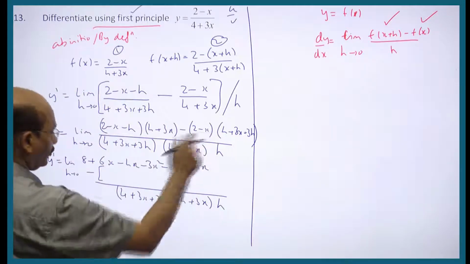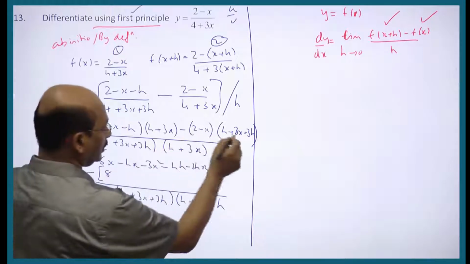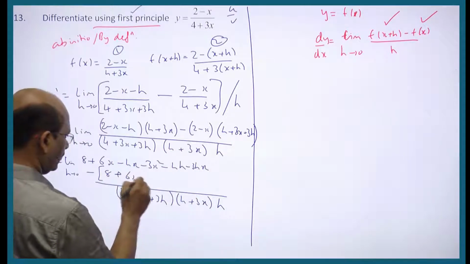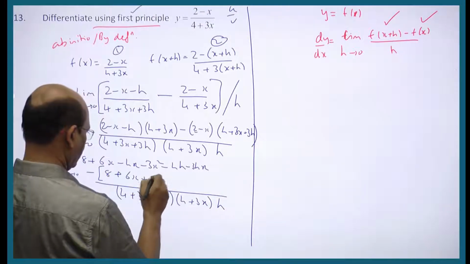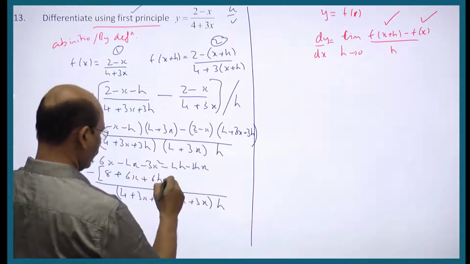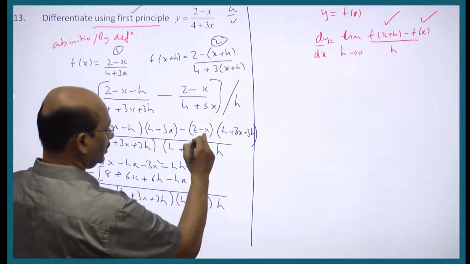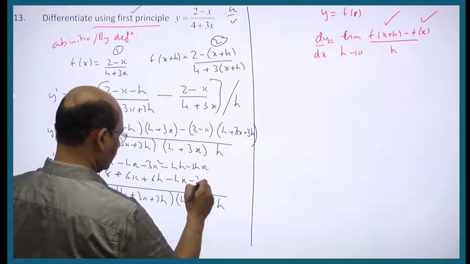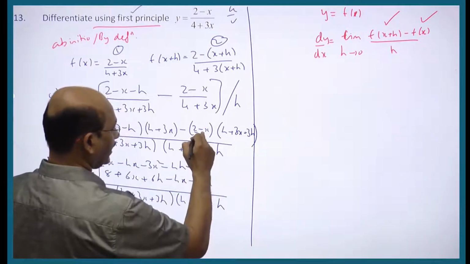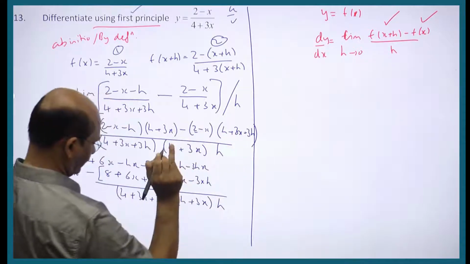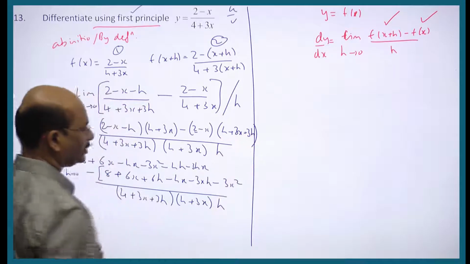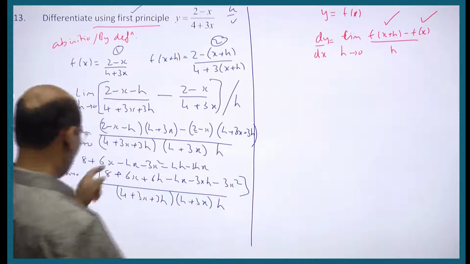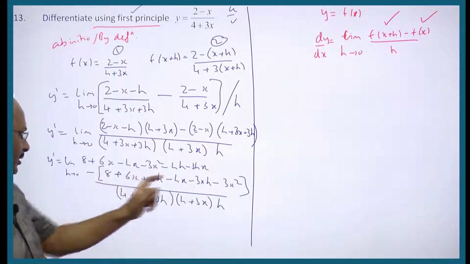Okay, 2 fours are 8, 6x, 6h, minus 4x, minus 3xh, and once again minus 3x square, and x into 3h is 3xh. Okay, I think that is 1, 2, 3, 4, 5, 6, 3, 6, 12, correct.